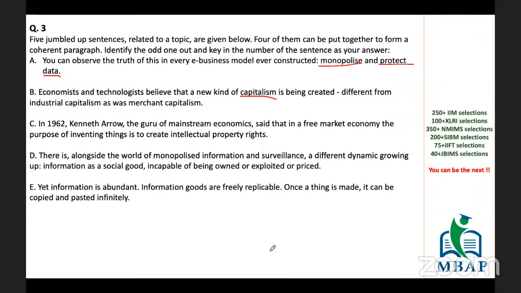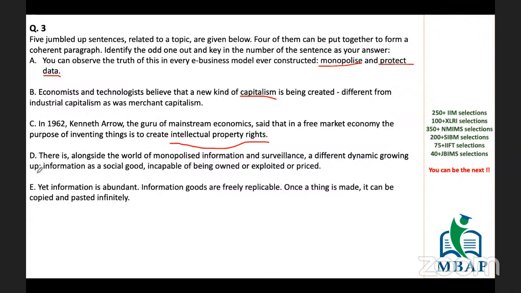In 1962, Kenneth Arrow, the guru of mainstream economics, said that in a free market economy, the purpose of inventing things is to create intellectual property rights. So somehow it is again related to data, that is intellectual property rights. D: There is, alongside the world of monopolized information and surveillance, a different dynamic growing up: information as a social good, incapable of being owned or exploited or prized. So the fourth sentence is again talking about information and data.